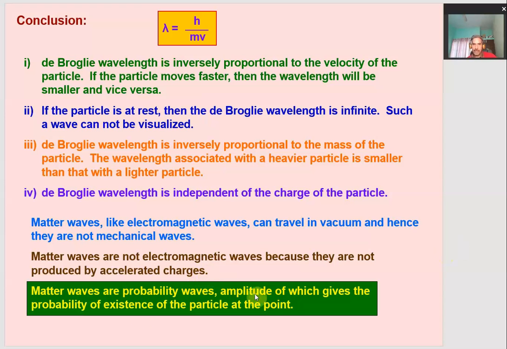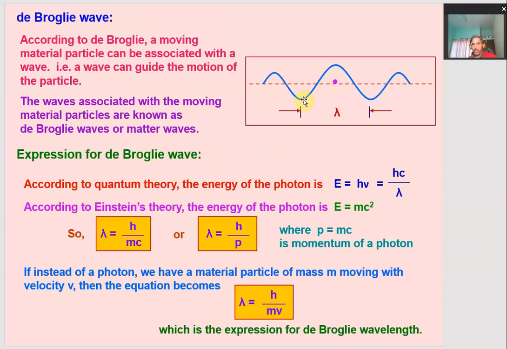These matter waves or de Broglie waves are probability waves. They are called probability waves because the amplitude of the wave gives the probability of existence of the particle at that point. Where the amplitude of the de Broglie wave associated with the moving particle is maximum, in that region the probability of finding the particle is maximum.